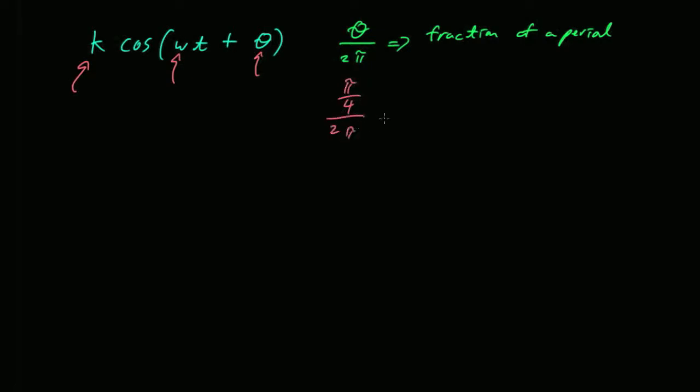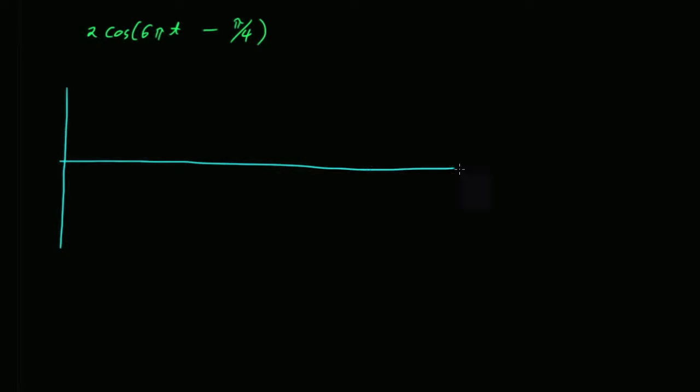Right, let's work this problem backwards. I started with a graph and you came up with the equation. Now I'll give you an equation, you'll come up with a graph. 2 cosine of 6 pi t minus pi over 4. What am I drawing? Magnitude is 2, so let's start with that. That's pretty easy.